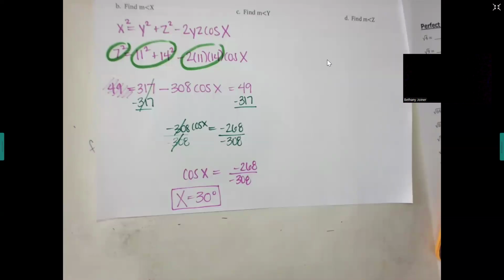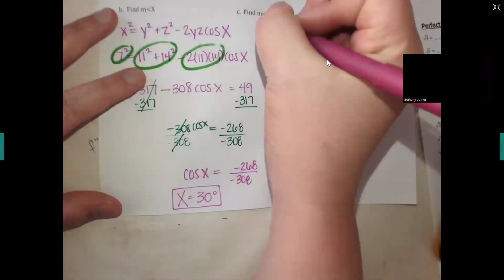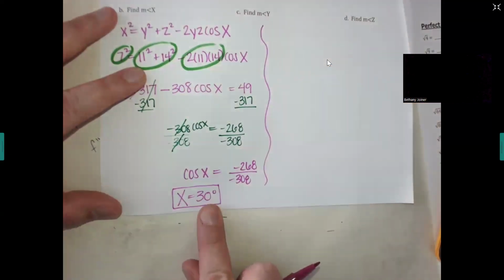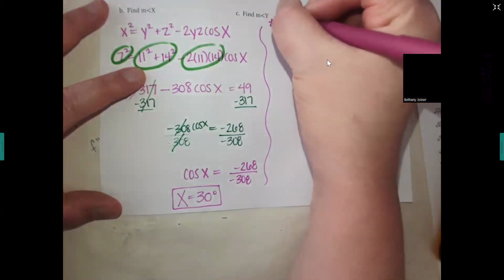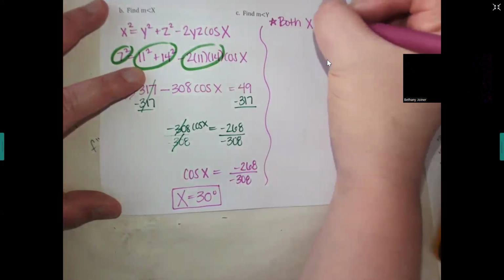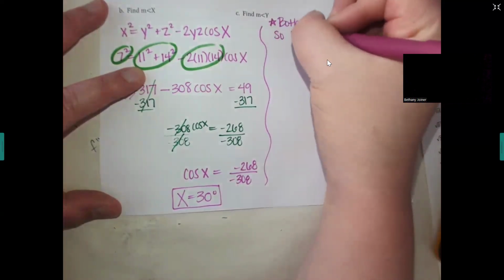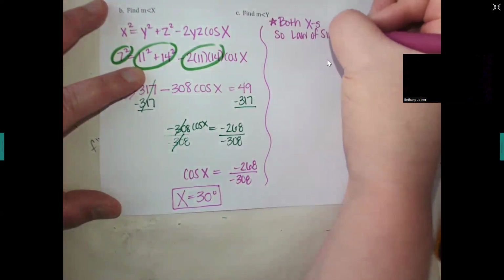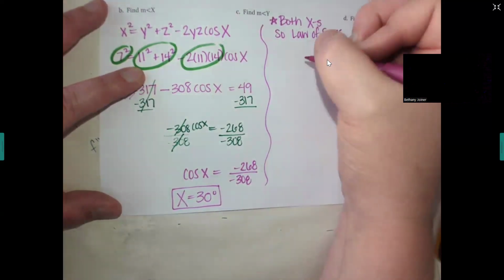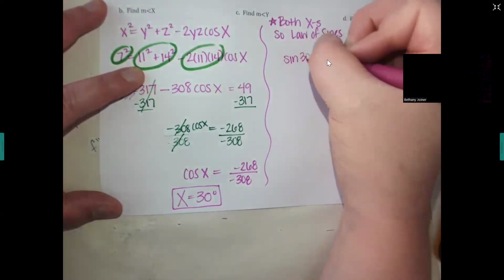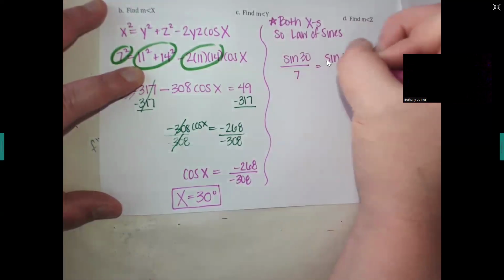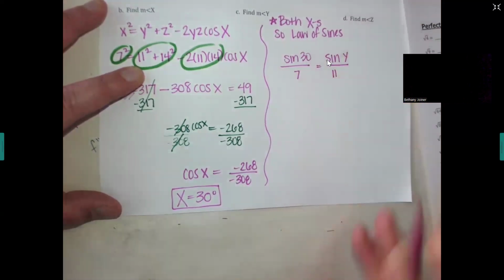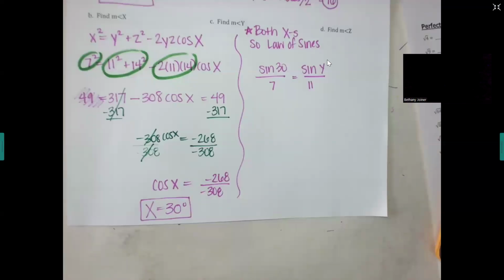So now we have partners. We have capital X and lowercase x. So that's now going to allow us to use law of sines. So set it up. We have both x's. So law of sines. So it'll be sine capital X is 30 over little x is 7 equals sine y over little y, which is 11. And then from there, you're just going to cross multiply.